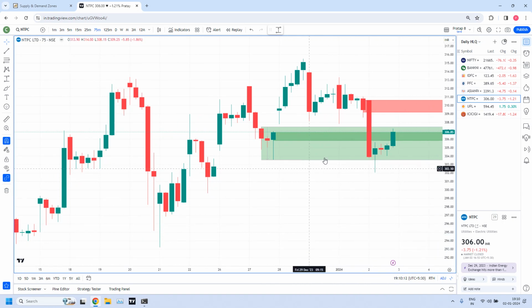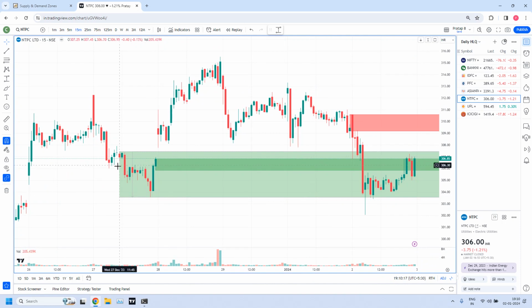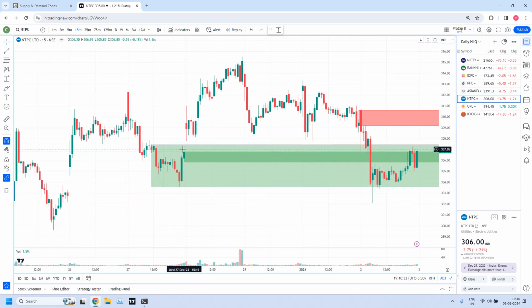Okay, what we did, we fine-tuned this 75 minutes zone with a fresh 15 minute zone. We identified a fresh 15 minute zone. We have a rally candle, we have a base candle, again we have a rally. Actually, this is not a drop candle. This is a rally candle. The moment you add the hidden body, you will understand. It's an ERC candle.